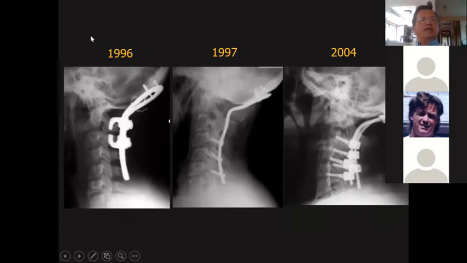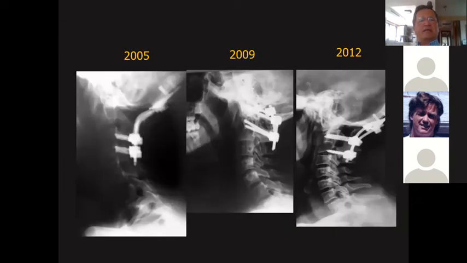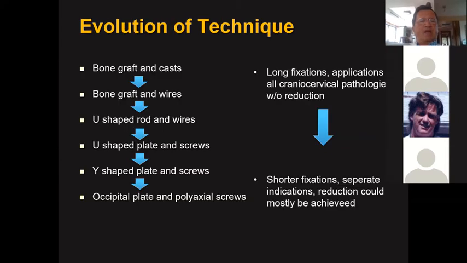And you can see in 1996, I was doing a hook clamp and a bent rod system, and then very long U-shaped rod systems, then in 2012, we started to use shorter fixations. Evolution of the technique was long fixation applications of all craniocervical pathologies without reduction. Now we are doing shorter fixations, separate indications. Reductions could mostly be achieved.